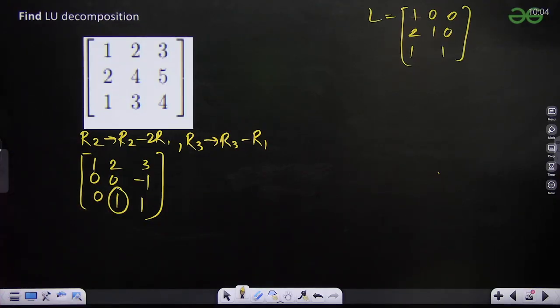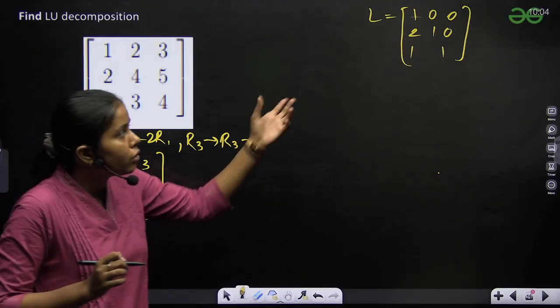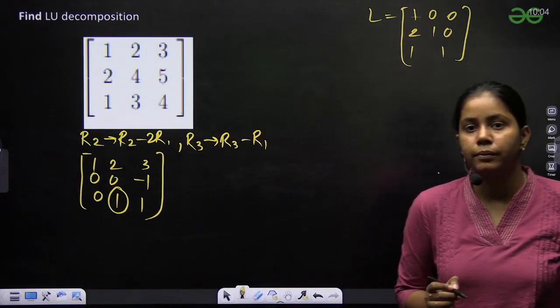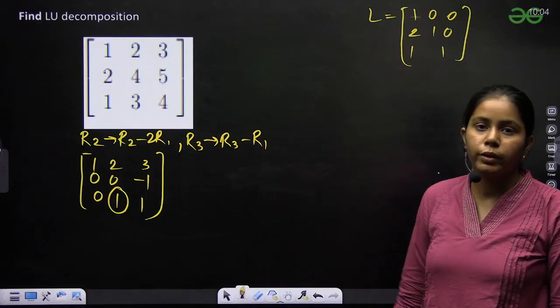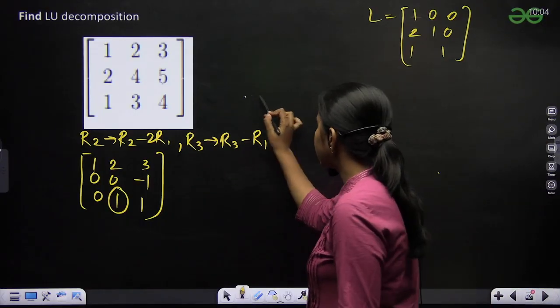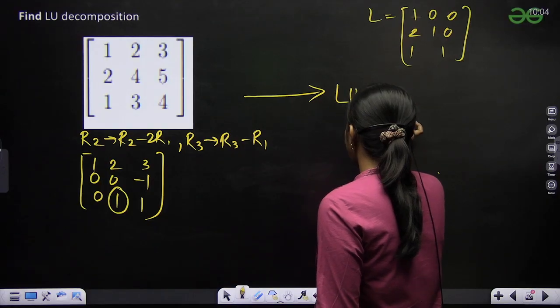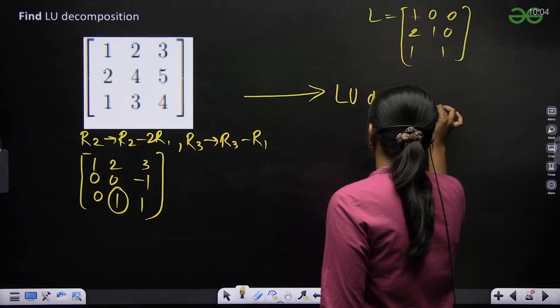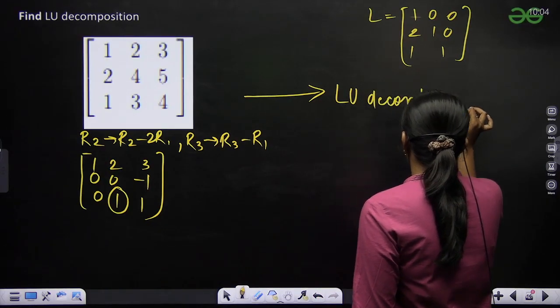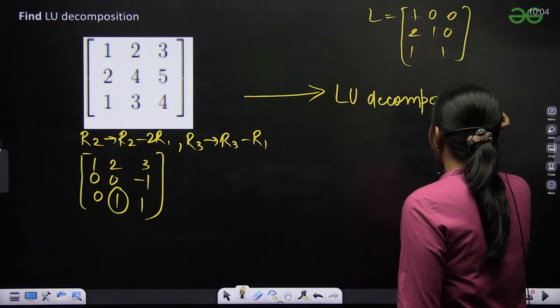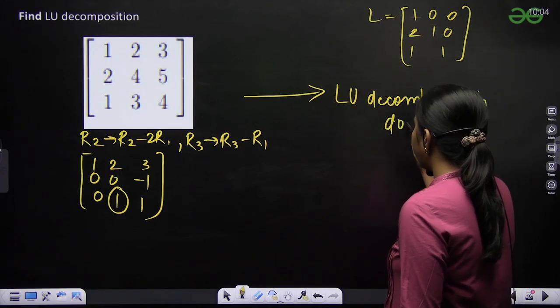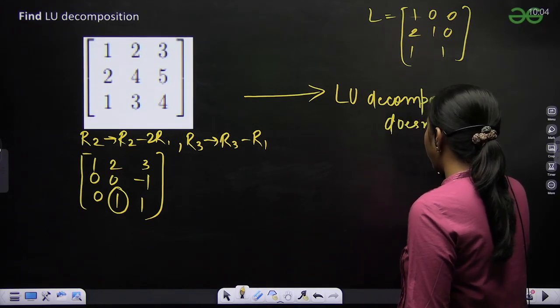Now some of you would say, ma'am, interchange R2 with R3, but I do not know what would happen with the L matrix if I interchange row 2 with row 3. So that's why for this kind of matrices, LU decomposition does not exist. LU decomposition does not exist. But now the question arises of how you decide every time that LU decomposition does not exist or you have made an error.